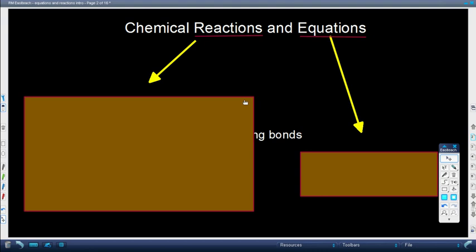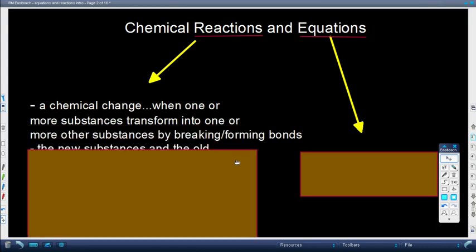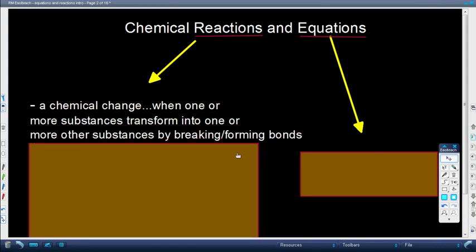So what the heck is a chemical reaction? Well, a chemical reaction is something you studied before. You've probably known it as a chemical change. Yes, those terms are synonymous. You've probably had other definitions for chemical reactions or chemical changes, but this one here, in my opinion, is the best. A chemical reaction is something that happens.